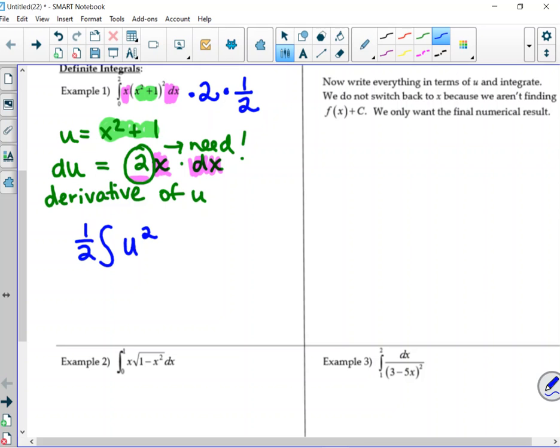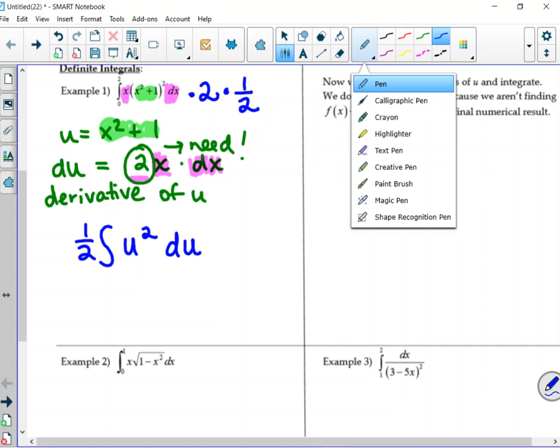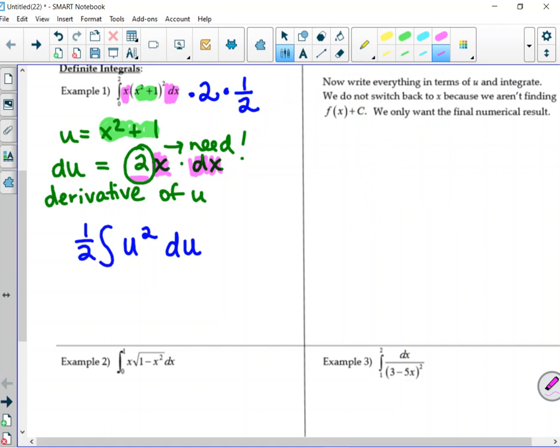I'll have u squared. Everybody else became a part of the du. So this 2, I'm doing pink for du, this 2 went into du. So pinks went into du, the green went into u, and the 1/2 came along for the ride.